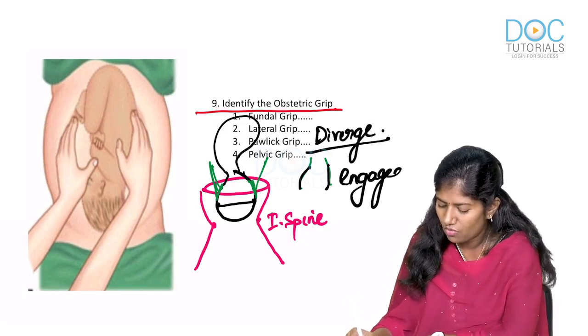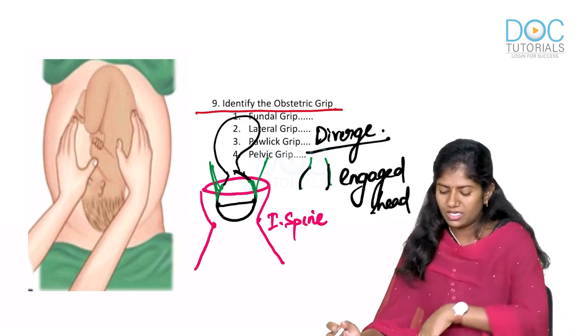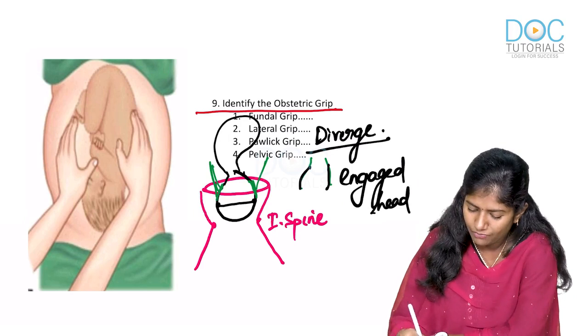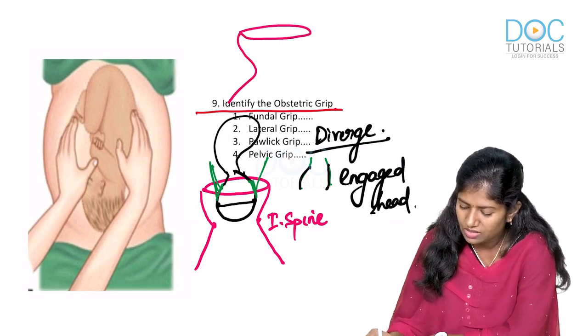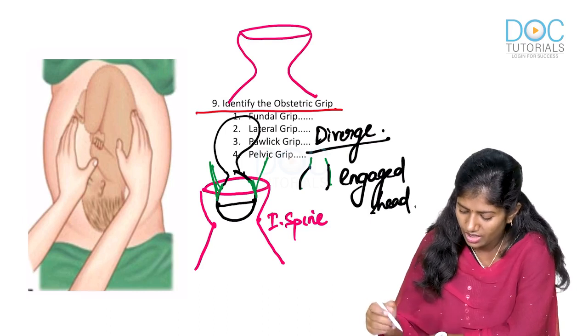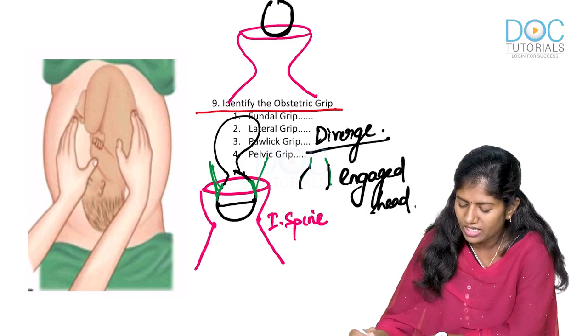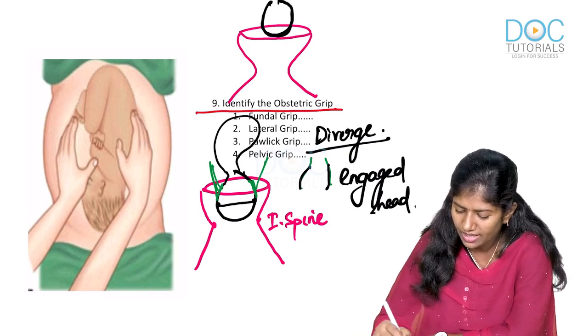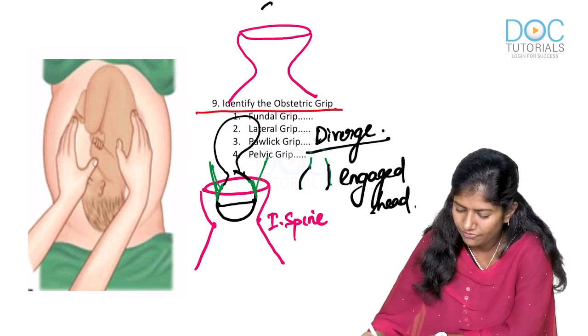It is suggestive of what? Engaged head, okay? On the other hand, if it is mobile head, say this is the brim of the pelvis, this is the ischial spine, okay? And say this is the fetal head. The fetal head is completely above, okay? Mobile head. In this case, what will happen? See, the head is coming like this.